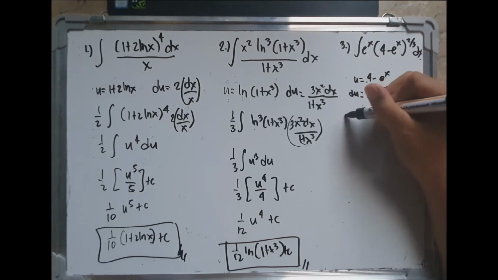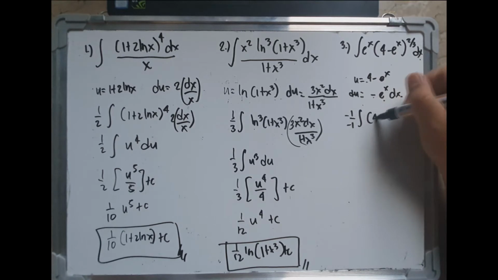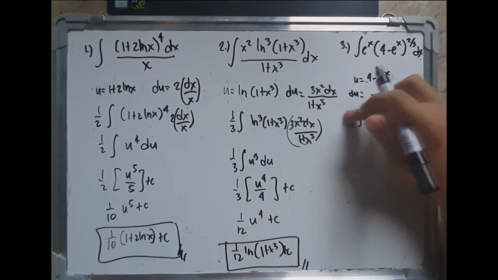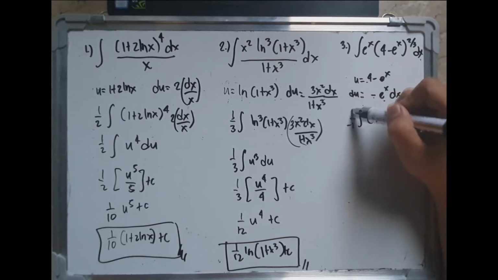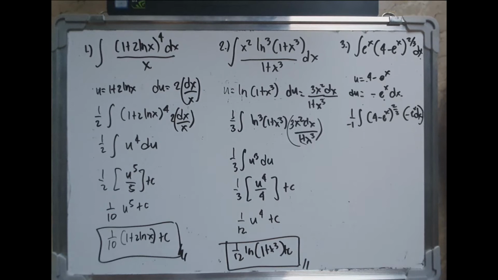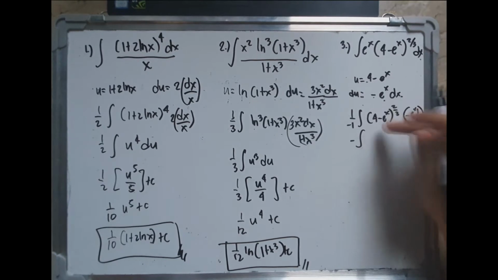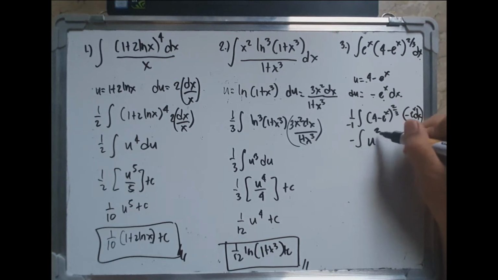-1 whole over -1 integral of quantity 4 minus e raised to the power of x raised to the power of 2/3. And we have e raised to the power of x dx. Now writing this negative 1 inside, replacing with a positive 1. So negative 1 over 1, so this is negative. The integral of this is the u raised to the power of 2/3, and this one will be the du.